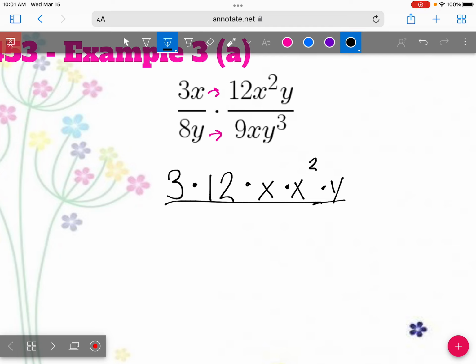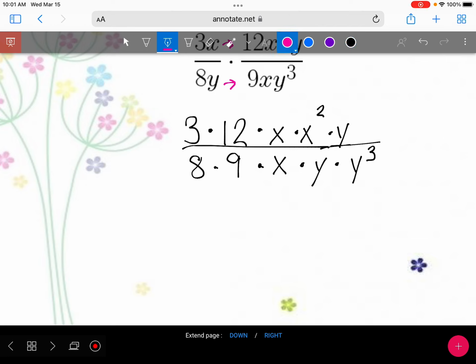On the bottom, I'm going to do the same thing. 8 times 9 times x times y cubed. We could do all of our multiplication and then simplify. But let's see if we can simplify anything right now before we go too far. What pieces do we have, both top and bottom, that we can simplify out? X and Y. Specifically, regular X and regular Y.